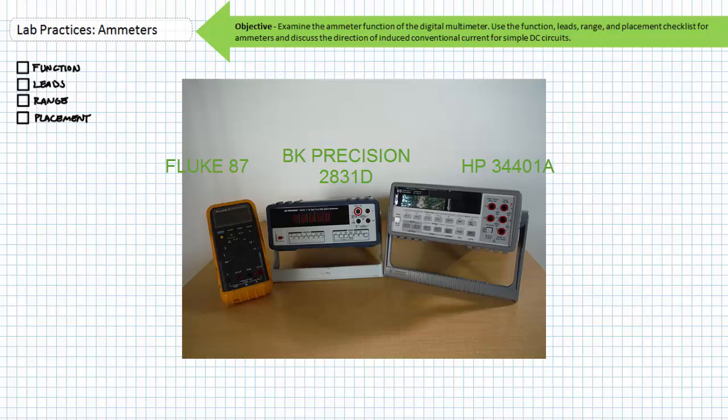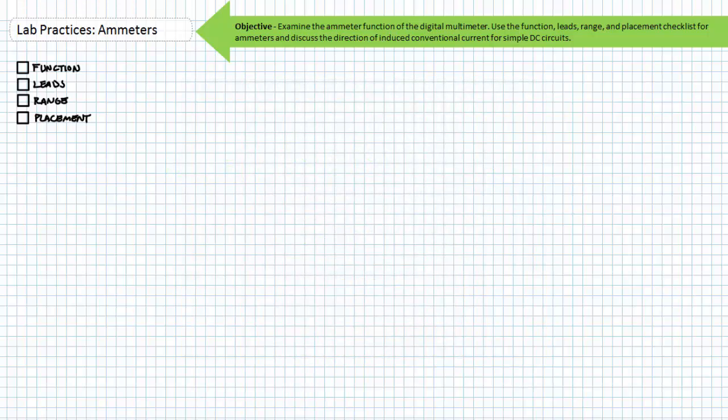This is in no way meant to be an exhaustive review of these meters nor an endorsement of these particular brands or models. I only wish to present the ammeter function on different meters so you can see how the function, leads, range, and placement checklist is employed and interpret the manner in which results are displayed.